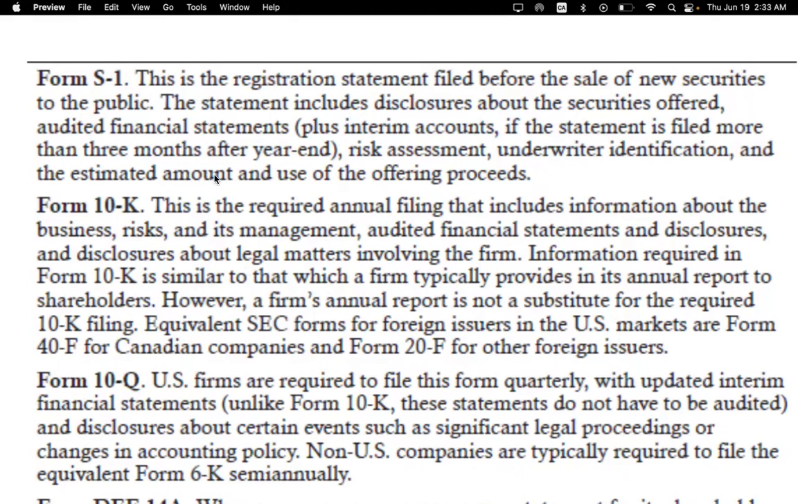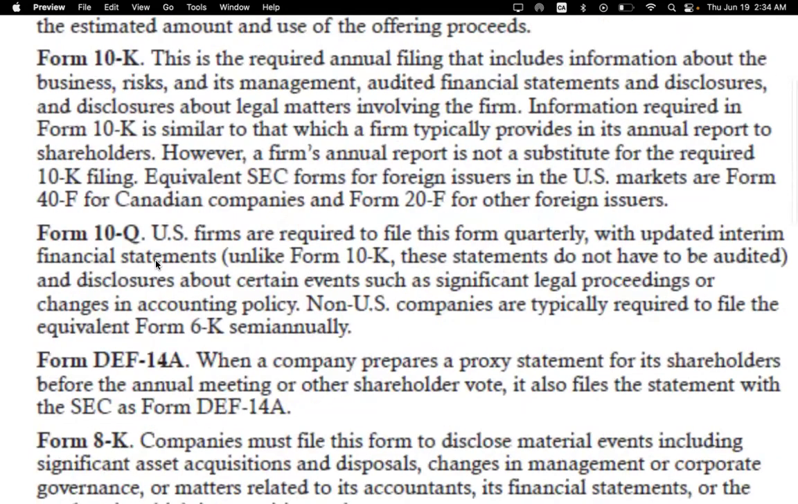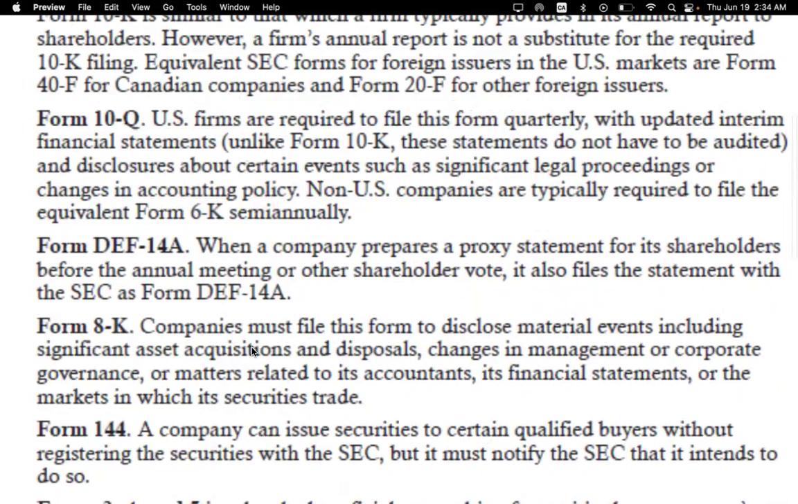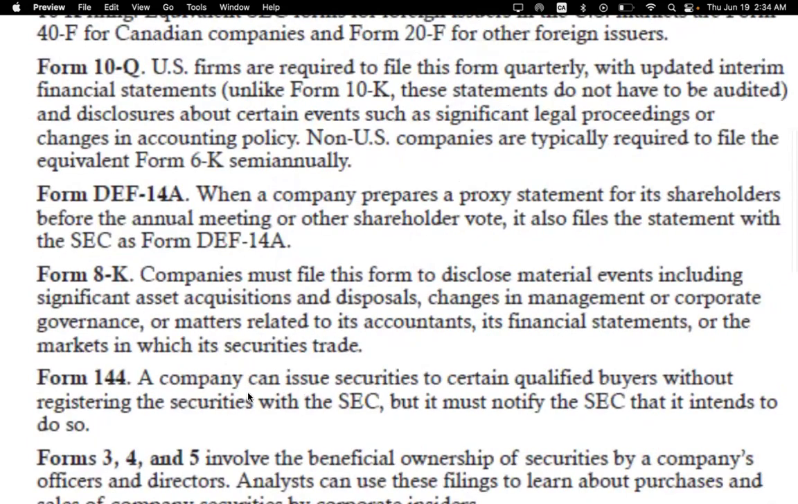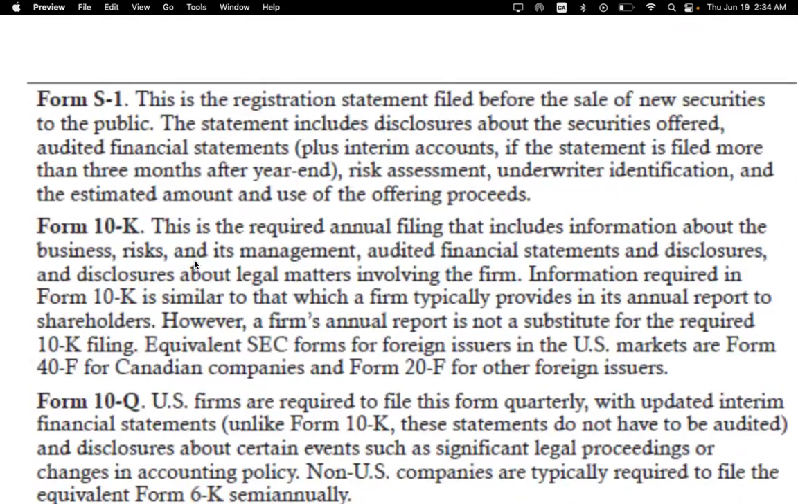So again, this is very similar to S1, but S1 is the registration statement that you file before the sale of new securities. Okay, so if you're issuing shares to the public, then you're going to file Form S1. Form 144 is if you're issuing securities, there's no registration statement here and you're issuing securities to qualified buyers only. Form 10K, it's the form जिसमें सबसे ज़्यादा information होती है. Audited financial statements, annual filing, just everything you would have in the annual reports. But the annual reports, again, are not a substitute to Form 10K. You have to file Form 10K.